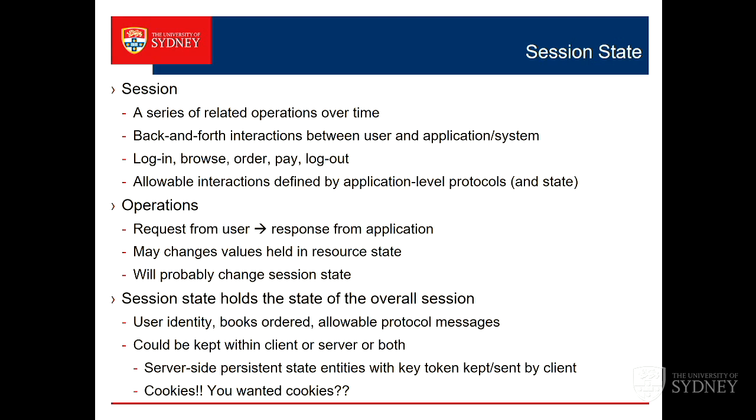But there's complications there. And that series of back and forth interactions, the allowable pattern of those is your application protocol. It says you must log in before you can do anything. When you've logged in, you can browse for books. When you've found a book, you can drop it in your shopping basket. When you have items in your shopping basket, you can go to complete the purchase transaction and pay for them. You can't pay for things before you've ordered them. So there's a series of operations there.